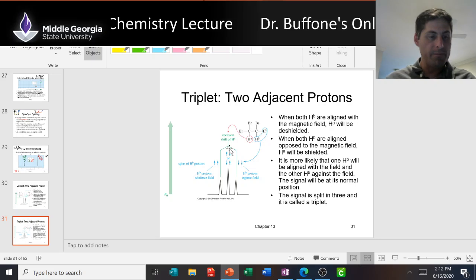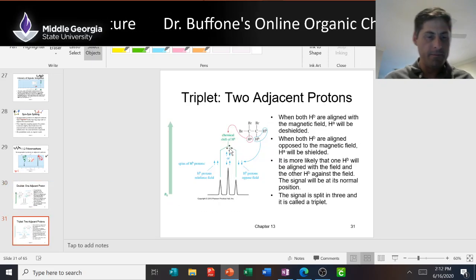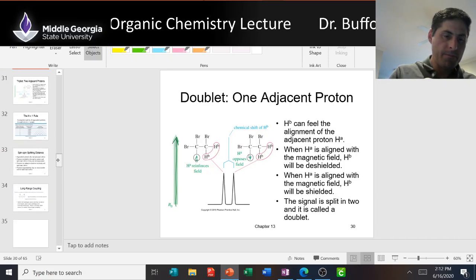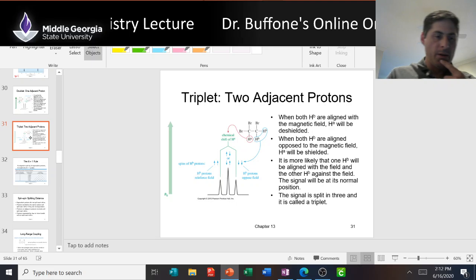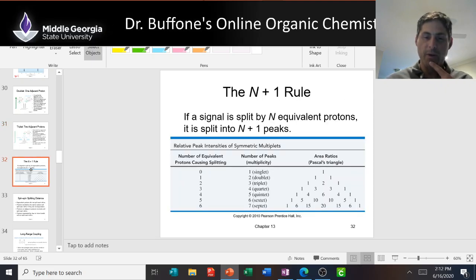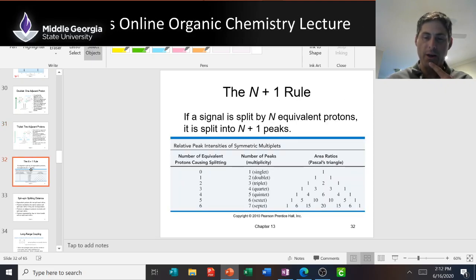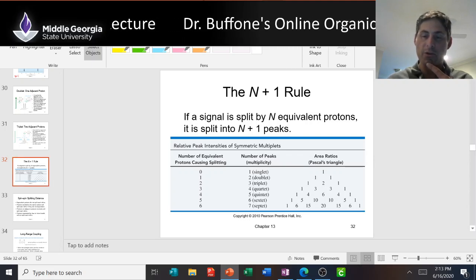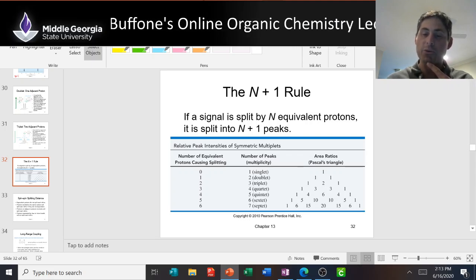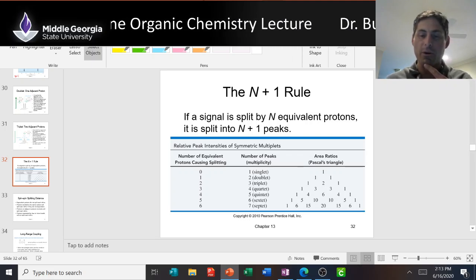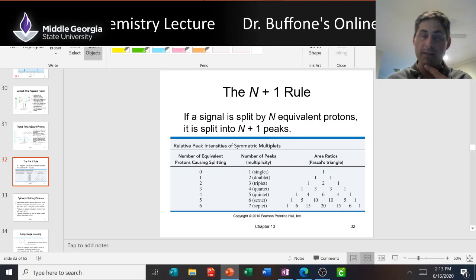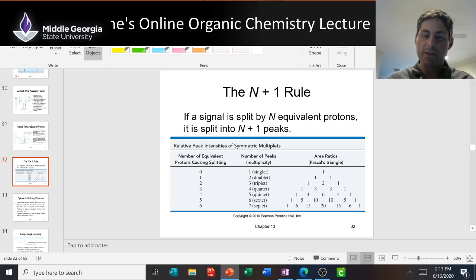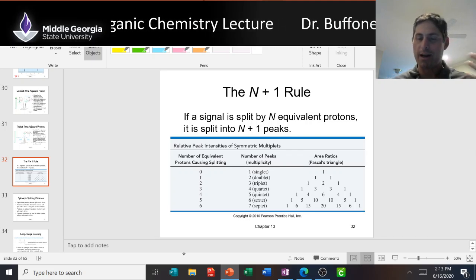All right, that's the n+1 rule. So if you're a proton and you have 0 neighbors, you're a singlet. If you're a proton and you have 1 neighbor, your signal gets split into a doublet. If you have 2 neighbors, you get split into a triplet. If you have 3 neighbors, a quartet, n+1, 3 plus 1 is 4. If you have 4 neighbors, 4 plus 1 is 5. It's a quintet, and then sextet, septet. Anything beyond that is a multiplet.